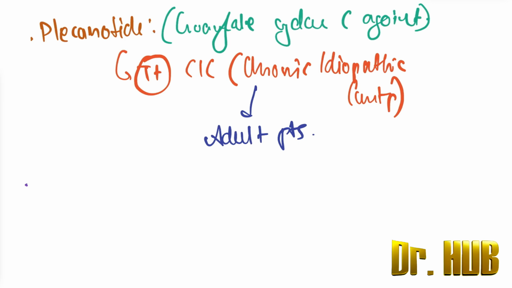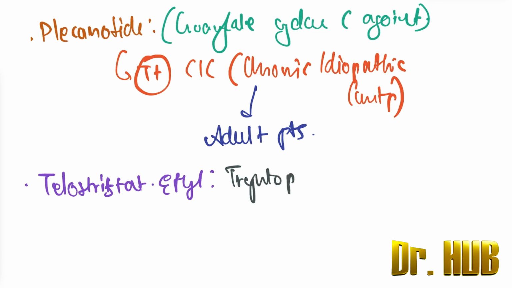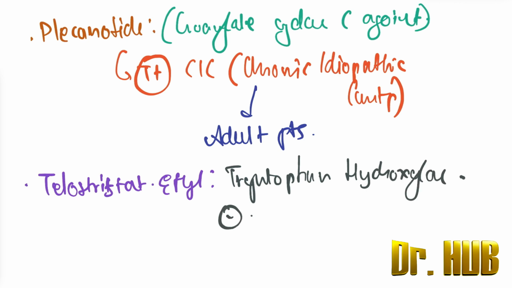Next we look at telotristat ethyl. So this is a tryptophan hydroxylase inhibitor, and this is for the treatment of carcinoid syndrome diarrhea.